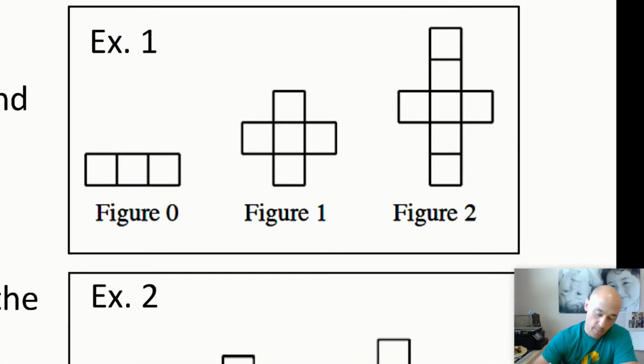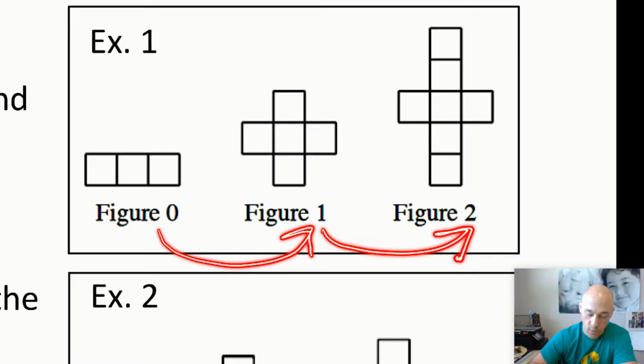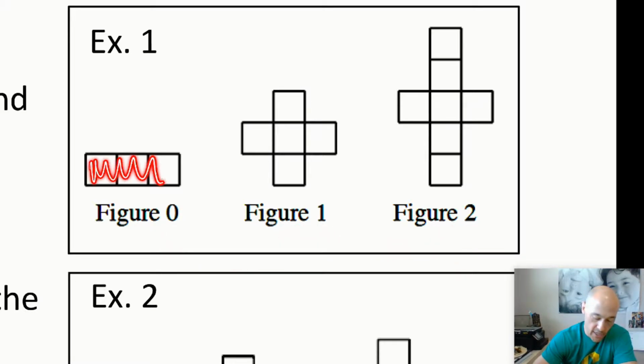So over here in example 1, we see that our figure number is increasing by 1 each time. We're going from figure 0 to figure 1 to figure 2. And we can see that these 3 are the original 3 from figure 0, and they're right here in figure 1. And that means that the 2 that we've added are this one and this one.